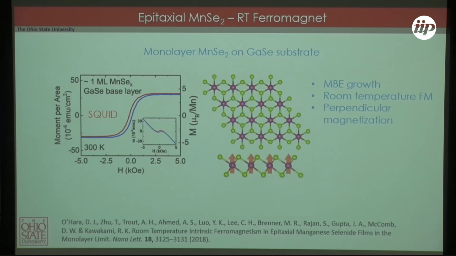There's monolayer manganese diselenide. This came out of my group. These are SQUID measurements. This is the raw data, and this is the process background-subtracted data. This is grown by MBE. It's a room temperature ferromagnet, and the magnetization is perpendicular. This is a material that doesn't exist in bulk, but is epitaxially stabilized. So we think it's good.